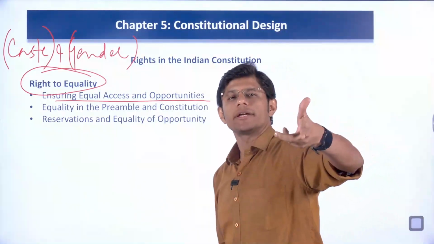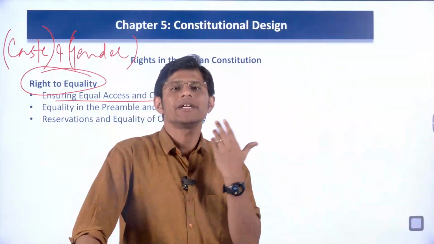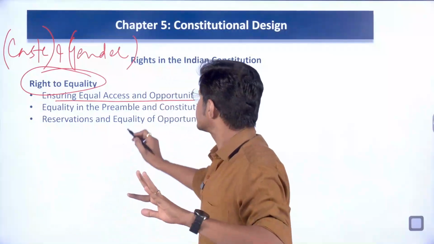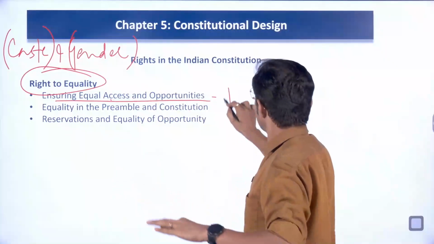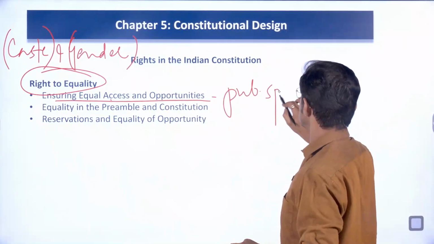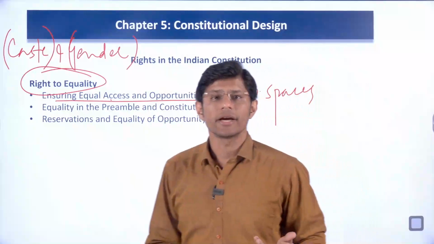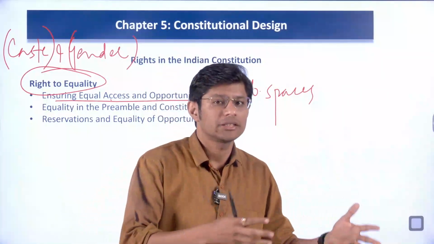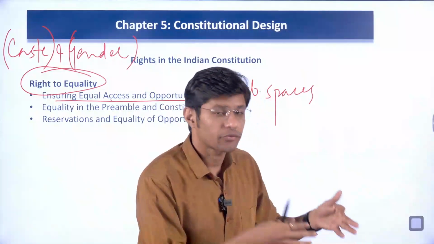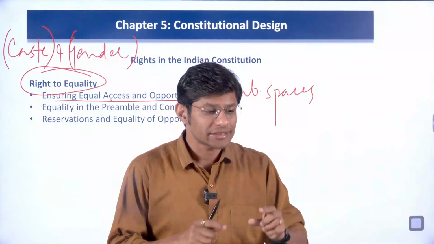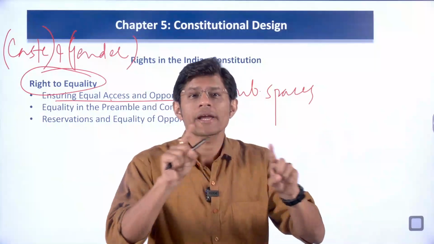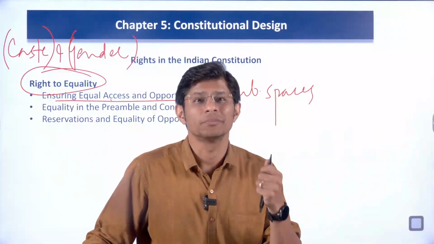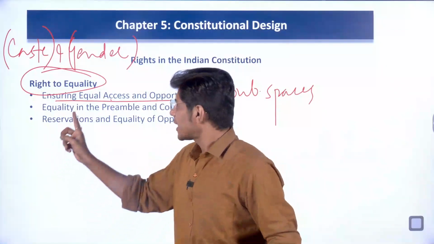Now, the right to equality aims to eliminate discrimination and ensure fair treatment. It guarantees equal access to public spaces or public places. And which are these? For example, shops, hotels, entertainment centers, wells, bathing ghats, places of worship. Which means in these public places, no one can be denied access based on, let's say, religion, caste, color, sex, birthplace.